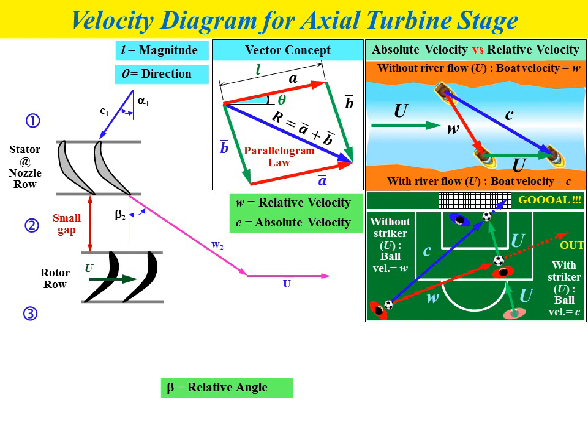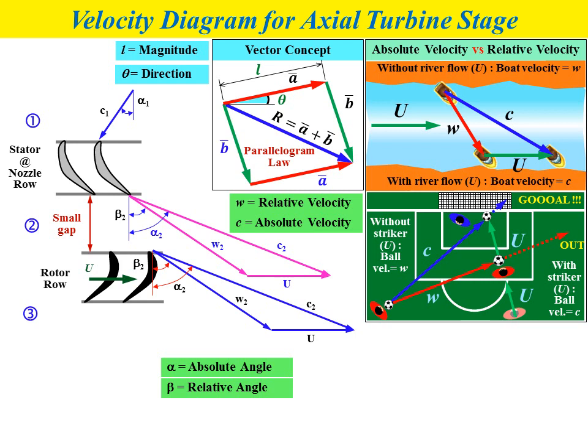By implementing the vector concept, we add two vectors: vector w2, the relative velocity 2, plus vector u. We will get a resultant vector represented by c2, the absolute velocity at the outlet of the nozzle, and the angle we refer to as alpha 2, which is the absolute angle.